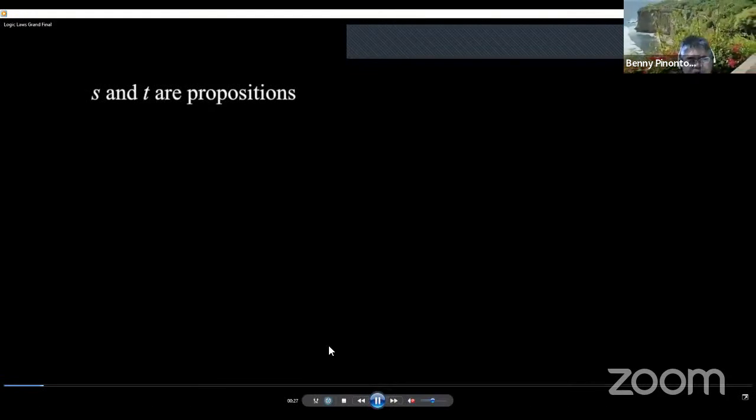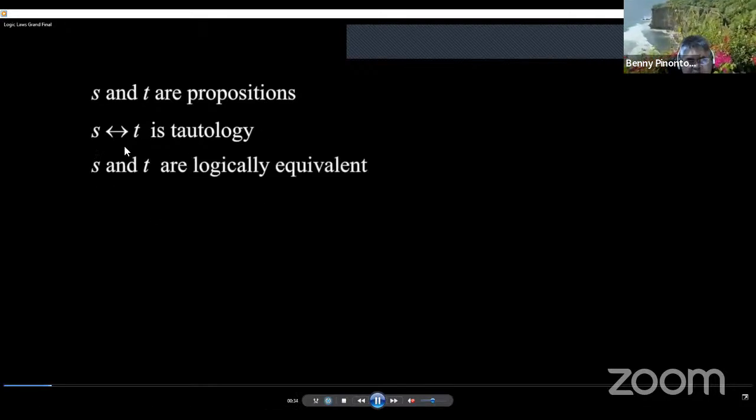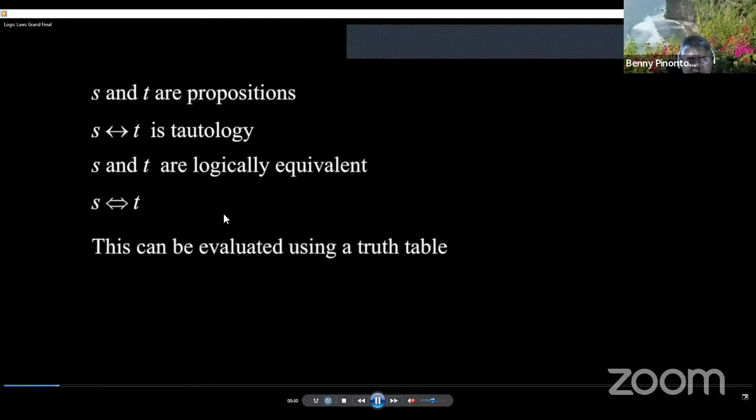Okay, so if S and T are propositions, and S conditional T is a tautology, then we say that S and T are logically equivalent. And we use this symbol. So I already explained that before.